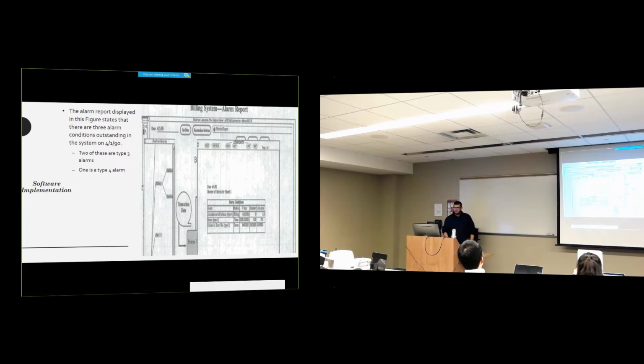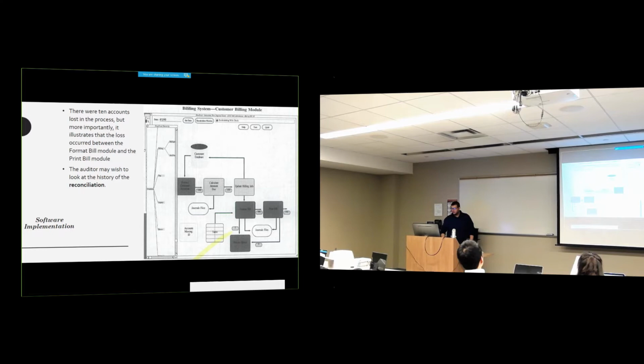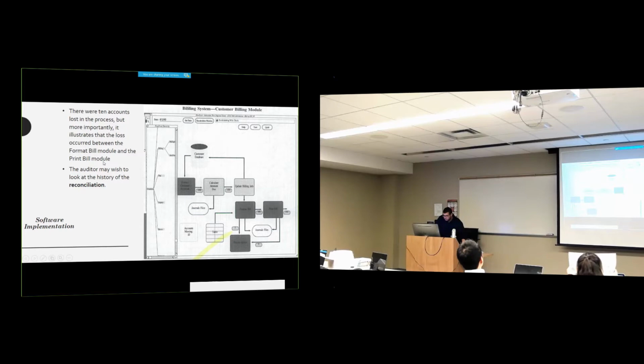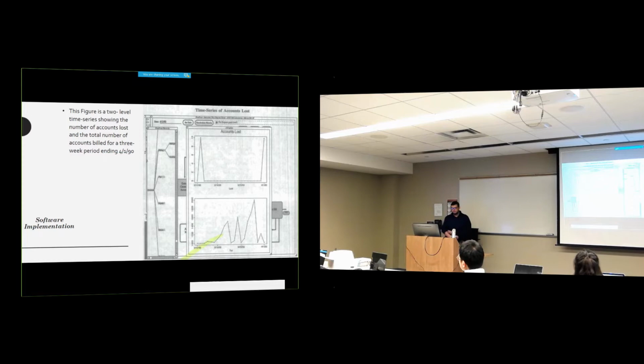And this is the alarms from the billing system. We have here two type three alarms and one type four. And here to show the figure, here we have the accounts. Here we have 10 accounts missing. This is where the 10 accounts go to the process. So the system showed that, and this is how we track. A lot of analytics at that time were graphical. And you know how these things were developed?